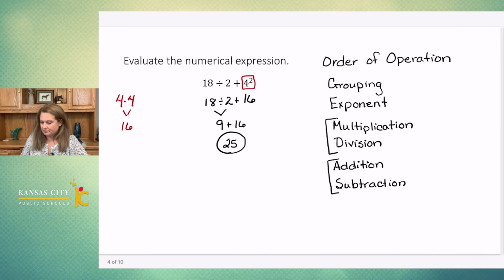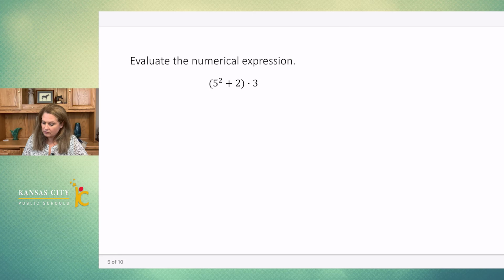Let's try another one. So this time we have a pair of grouping symbols, and we have parentheses, 5 squared plus 2. You're going to close your parenthesis times 3. So remember, grouping symbols are first. We do have a set. They're right here.